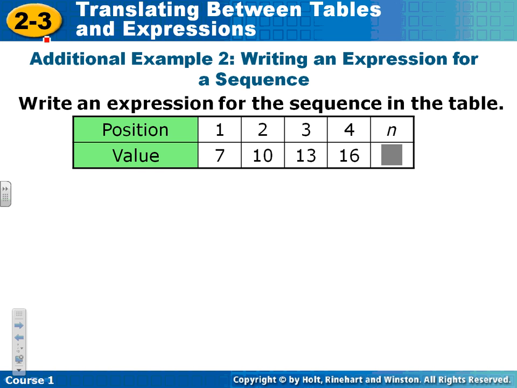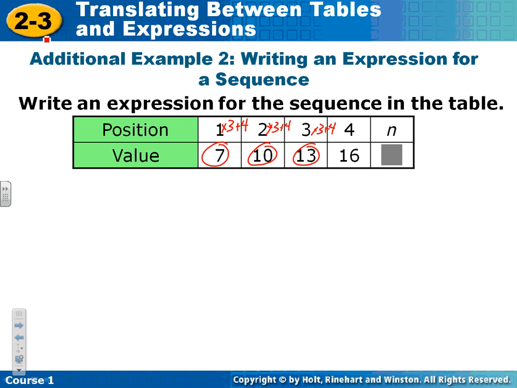What am I doing for this to get this? You're taking the position times 3 plus 4. Position times 3 plus 4. 1 times 3 plus 4. Let's check it out. 1 times 3 is 3 plus 4 is 7. That one works. Okay, times 3 plus 4. 2 times 3 is 6 plus 4 is 10. That works. Times 3 plus 4. 3 times 3 is 9. Plus 4 is 13. So we know that that's working.